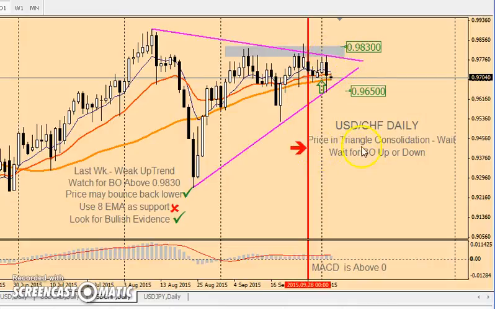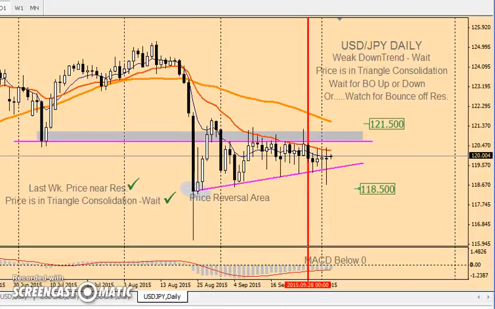So this week we're in a triangle consolidation. Wait for a breakout either to the upside or downside. I would just kind of wait. Price is directionless right now. It's not going anywhere.